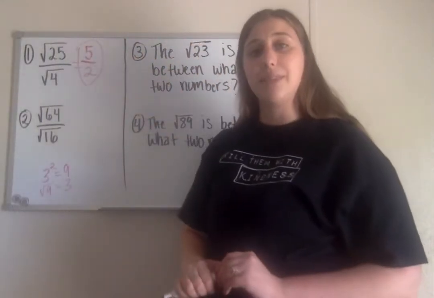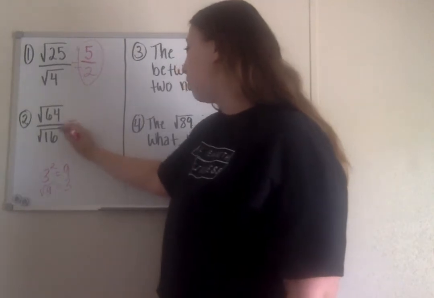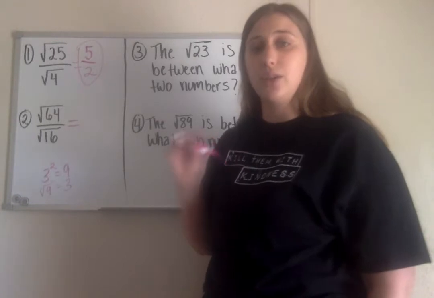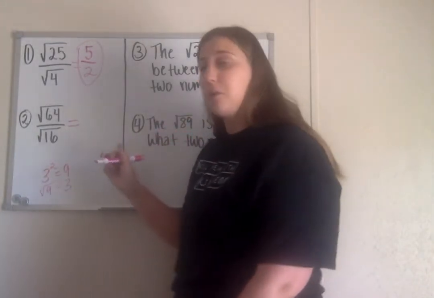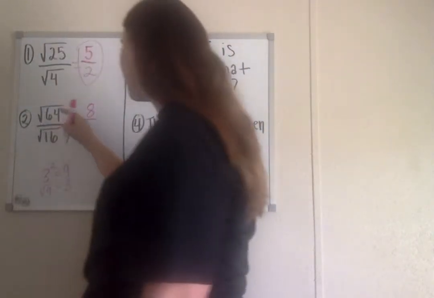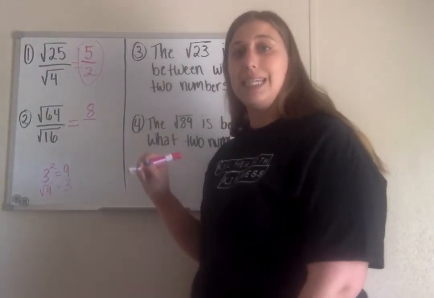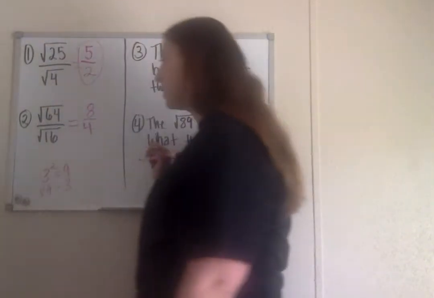We're doing the same thing for number 2. Now we're looking at the square root of 64 over the square root of 16. Using our calculator or just thinking of our square roots, we should know that the square root of 64 is 8, because 8 times 8 gives us 64. On the bottom, the square root of 16 is 4, because 4 times 4 gives us 16.